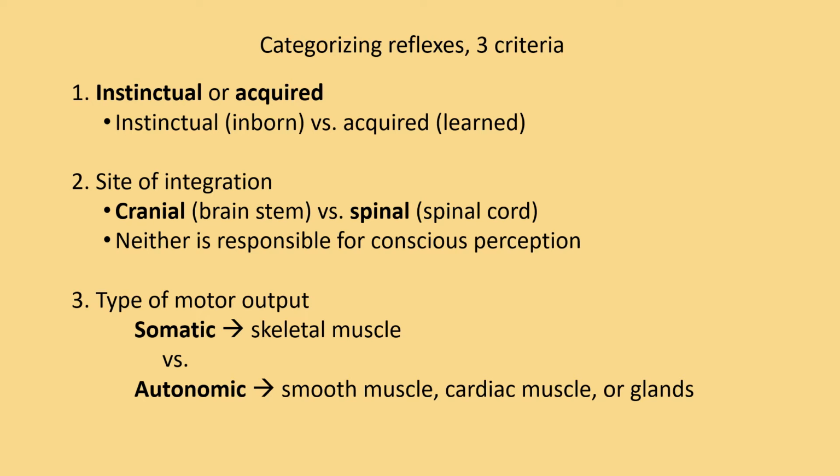And so this gets us back to those divisions of the nervous system, particularly somatic versus autonomic. So if the effector is skeletal muscle, we call it a somatic reflex. And if the effector is smooth muscle, cardiac muscle, or glands, we call that an autonomic reflex. So we can combine those 3 criteria to slap some labels on the various types of reflexes.